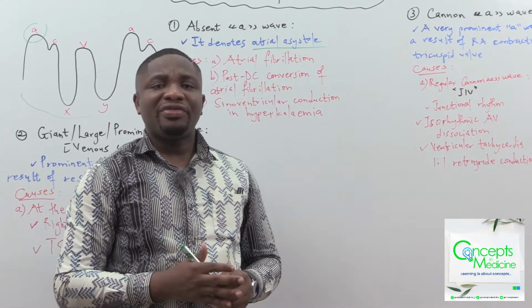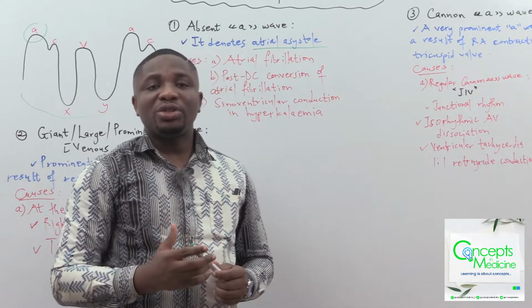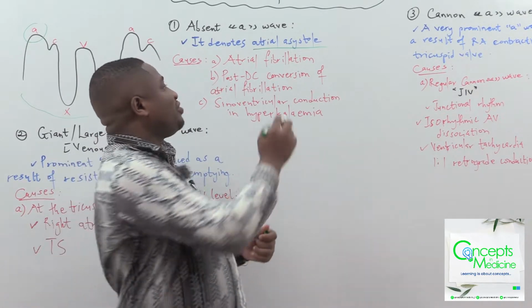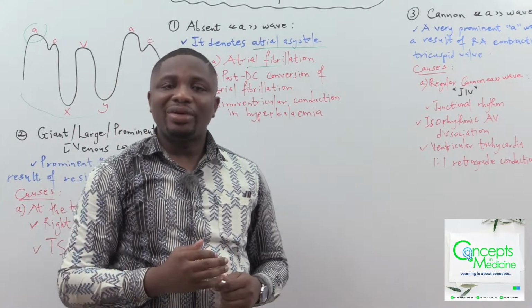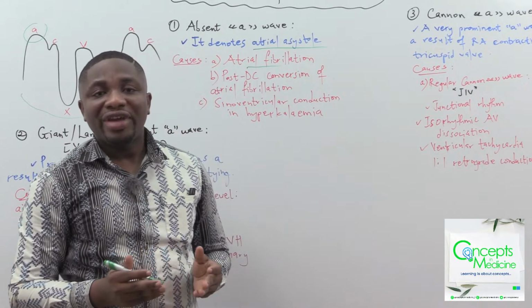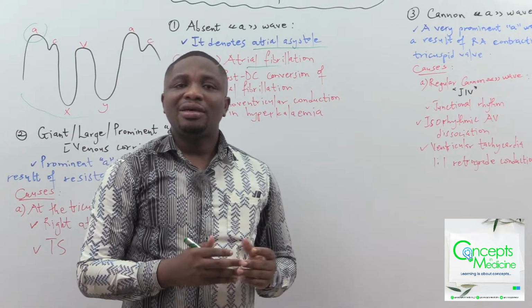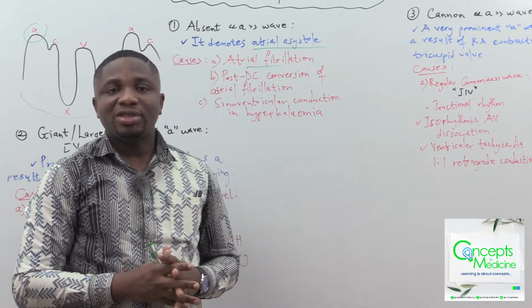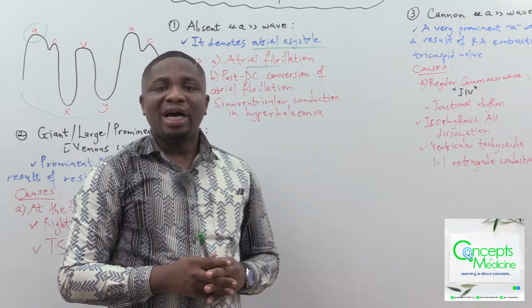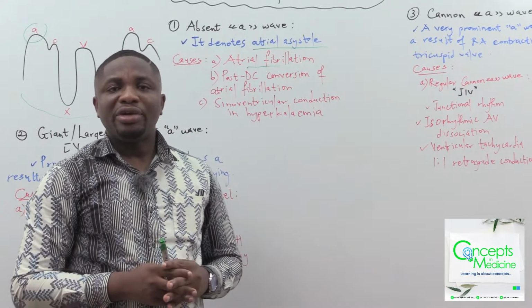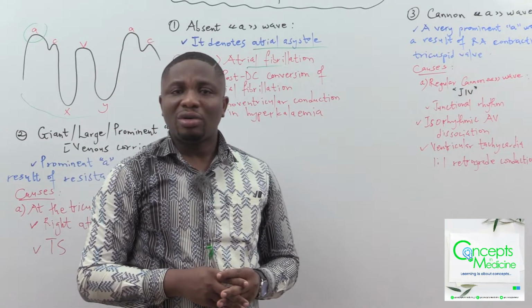The next thing is, what are the causes of the absent A wave? We'll be talking about three different causes. The first one is going to be atrial fibrillation. The second one will be post-direct current conversion of atrial fibrillation. And that will bring us to the principles of management of atrial fibrillation, which is in three steps. We have the rate control, the rhythm control, and anticoagulation.